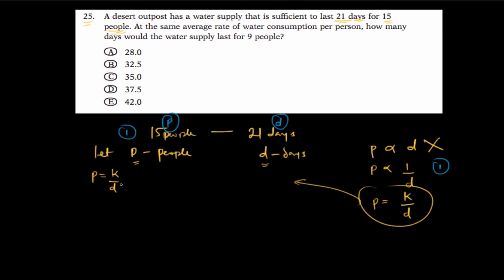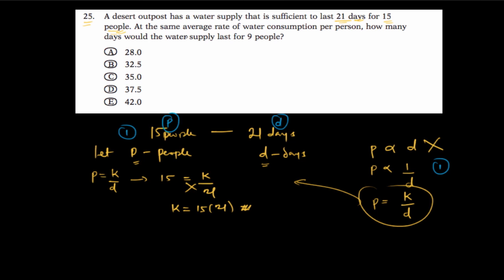So when P is 15, we have 15 equals K divided by D, and D is 21. Now to find K, I'd cross multiply. So my K equals 15 multiplied by 21. This is my K. We do not really need to expand this. So now I have my K.